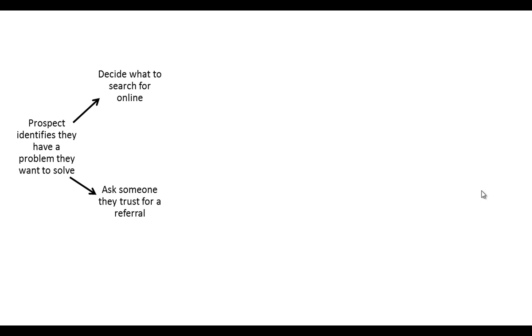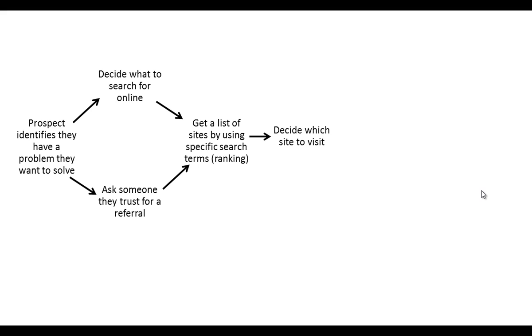See, they do one of those two things, and then what they do is they always go and do a search. They use whichever terms, either it's a name if it's a referral, or those terms they thought of to search for solutions. And they do a search online, and they get a list of sites that the search engine, usually Google, returns to them and says, here are the best sites to meet this particular search. They look at that list, and based on the information that they see, they decide, which site do I want to visit?